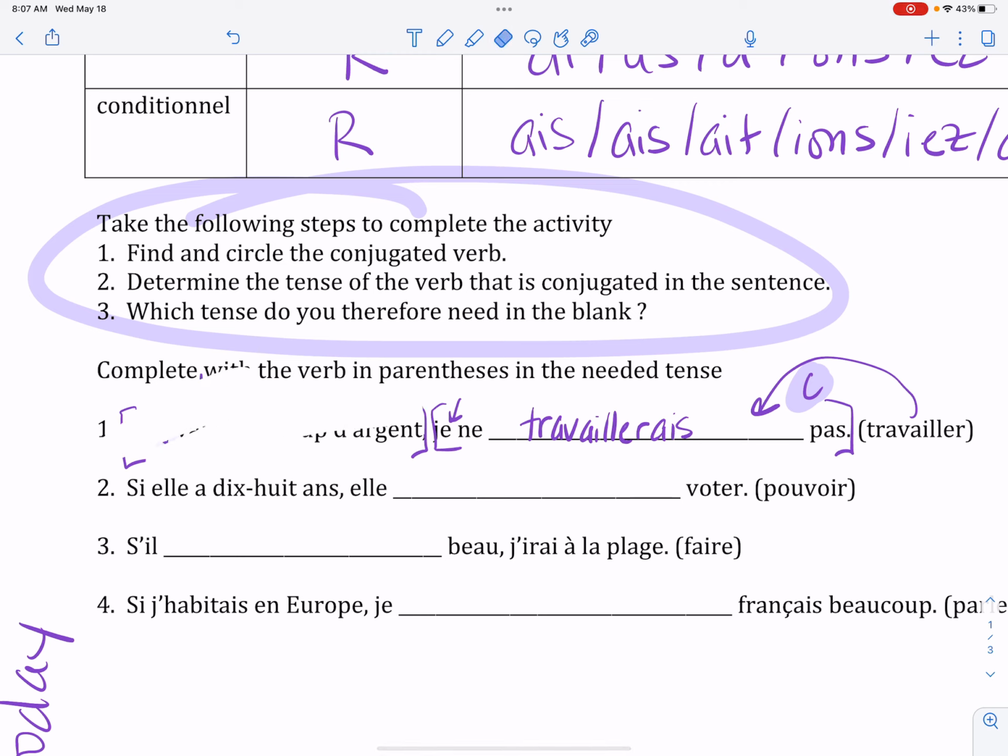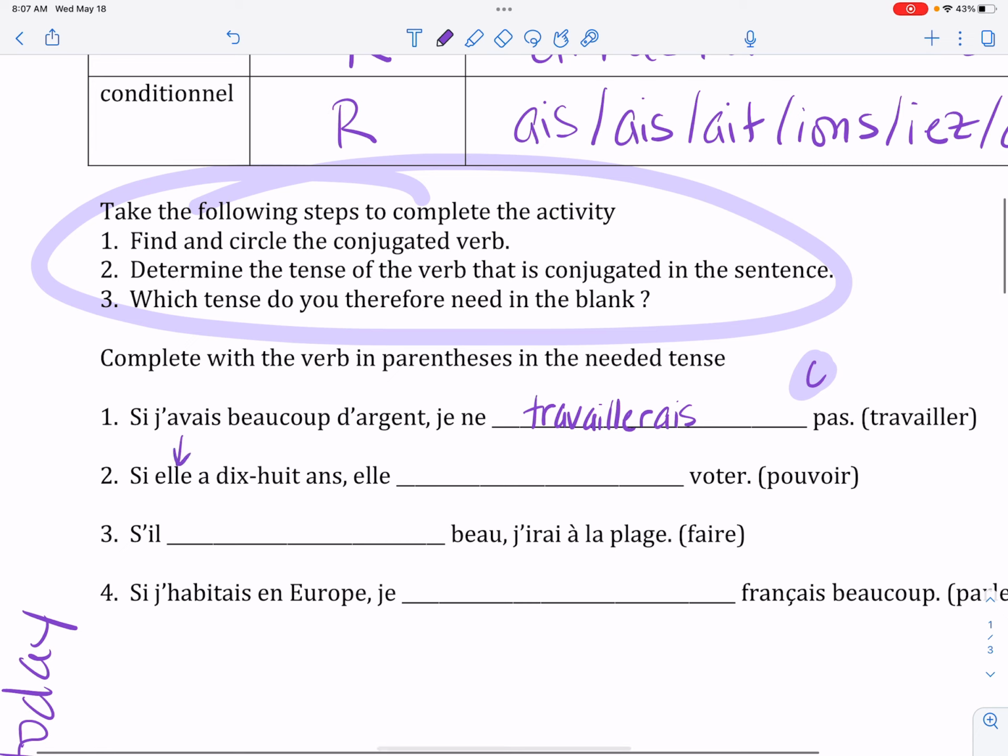I'm going to erase all these notes because they're kind of in the way here. Okay, so we have to find a verb in the sentence. The easiest way to find a verb is to look for subject pronouns, because a verb is going to be the word that comes right after the subject pronoun. So we've got subject pronouns here. Obviously, pouvoir is going here into this blank. So this is our conjugated verb.